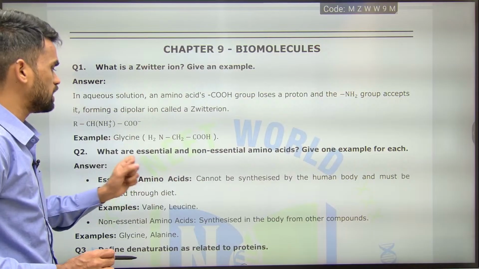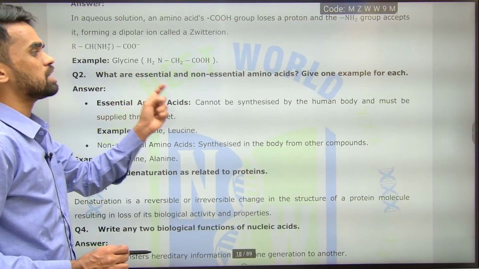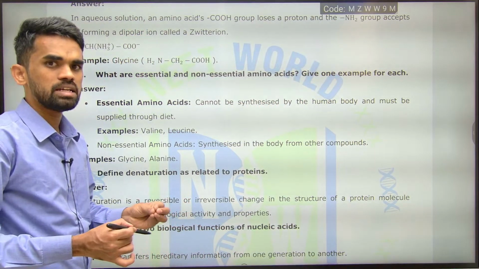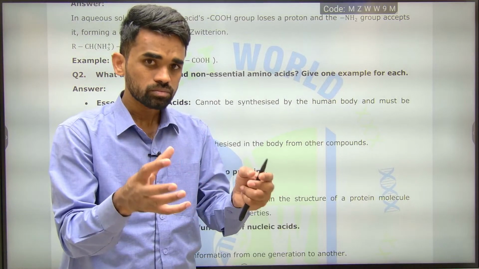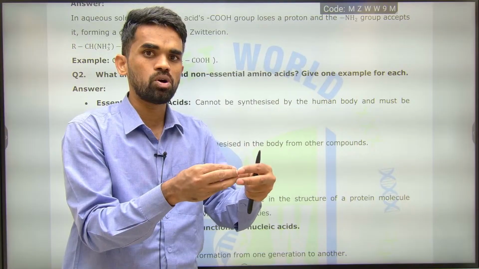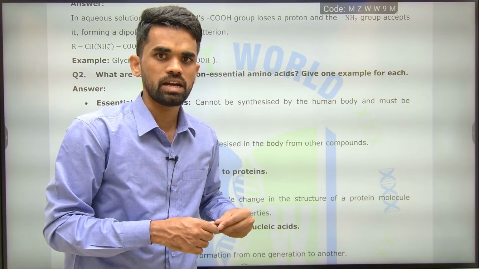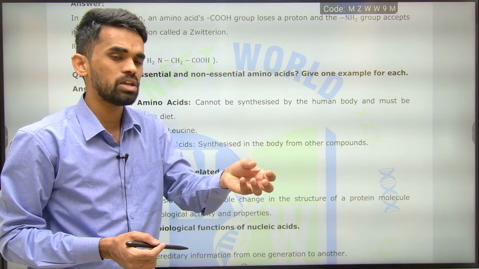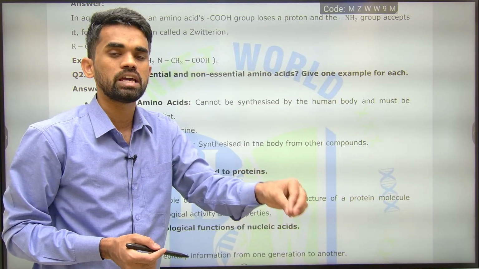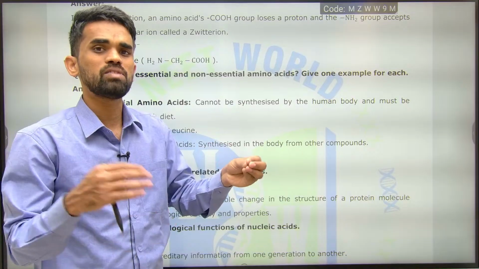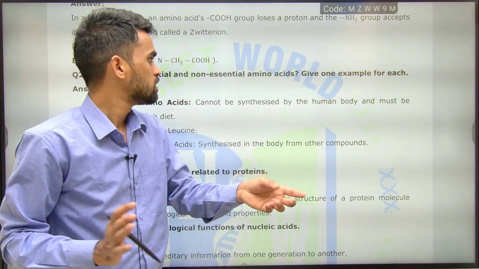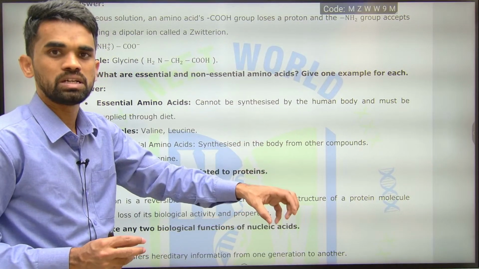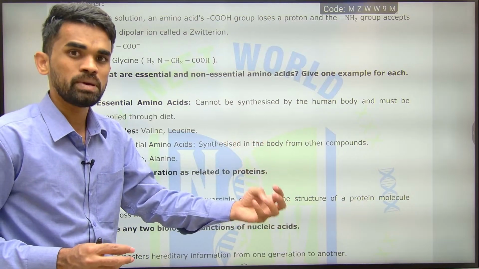The next question is: what are essential and non-essential amino acids? Give one example for each. Amino acids are building blocks of proteins; they form peptide bonds that result in proteins. For making proteins we require amino acids. Some amino acids we need to take in our diet from an external source, and some are not required because they are already present. Those which cannot be synthesized in our body and must be taken from food are essential amino acids.